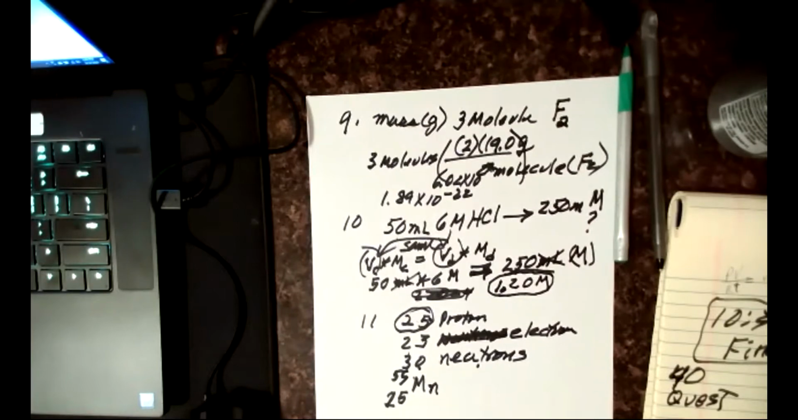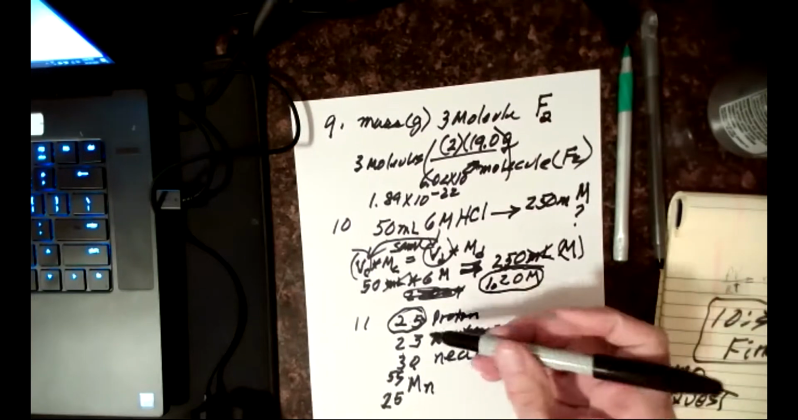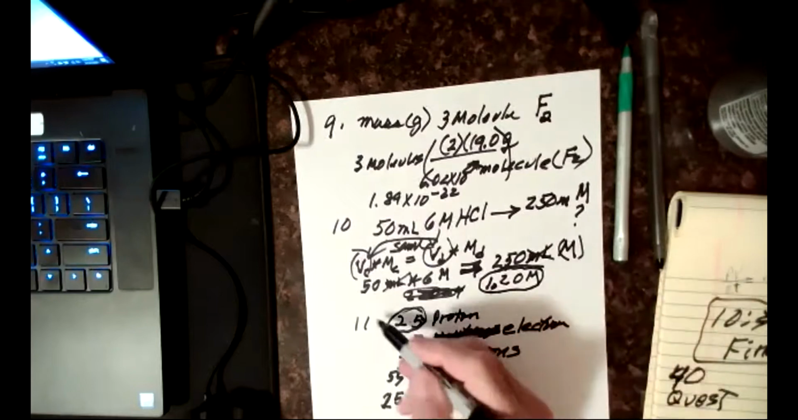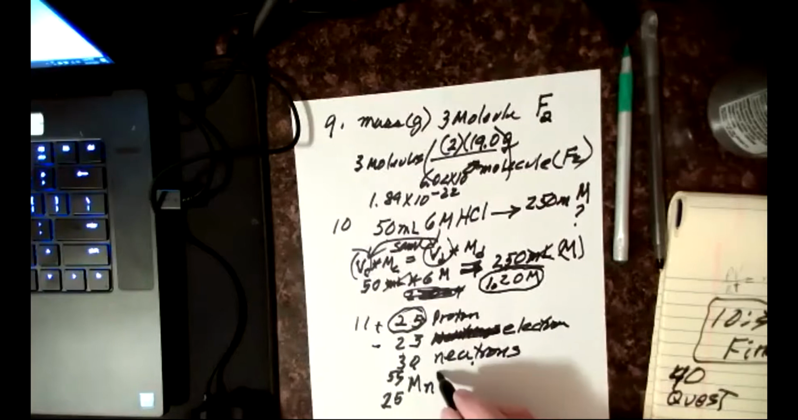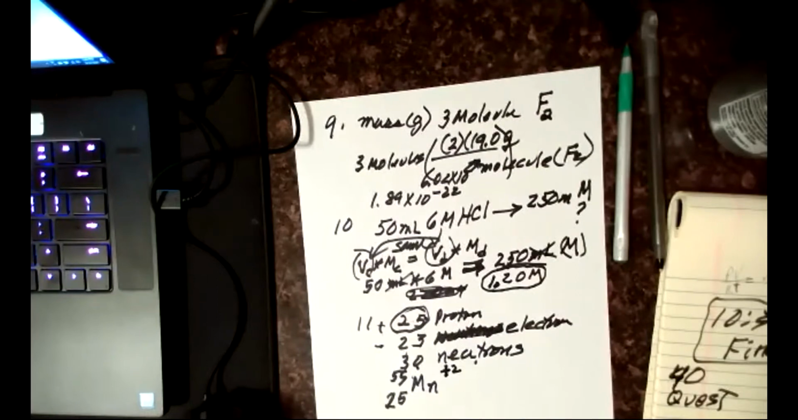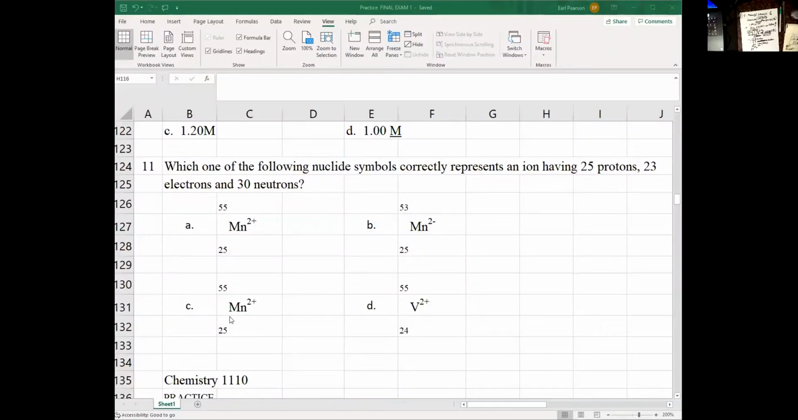Oh, I just see something I didn't. Wow. Okay, I'll show you in a second. Now, what is the charge number going to be? Well, it's got 25 positive charges. It's got 23 negative charges. So the charge has to be plus 2. Okay. And guess what? Let me show you. Both A and C are the same.